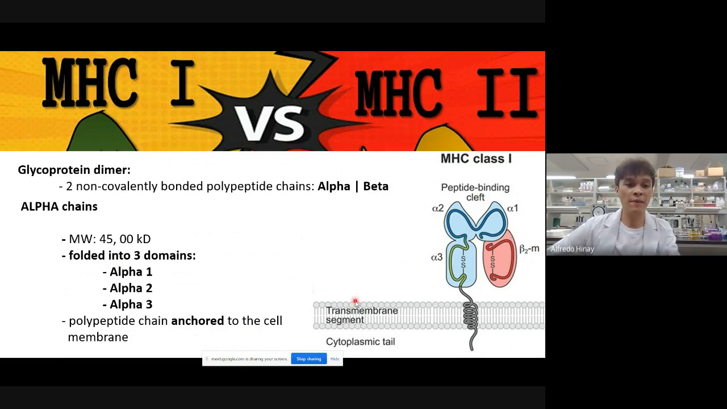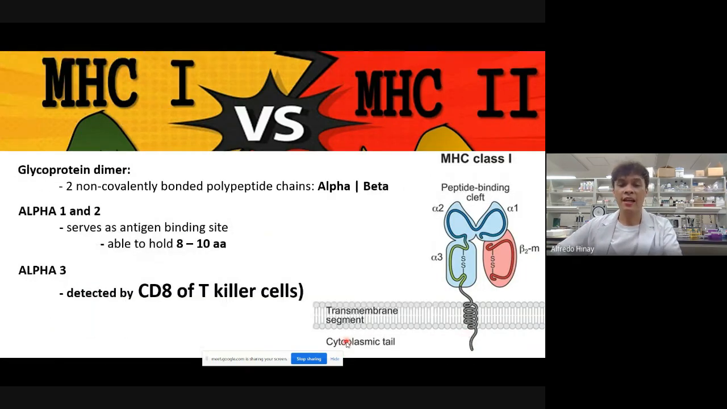Okay, so the polypeptide chain is anchored to the cell membrane. So take note of this one, class: your alpha chain, alpha 1, 2, and 3, are anchored to the cell membrane here. Your beta-2 microglobulin is floating. Later I will explain the main function of your beta-2 microglobulin. Of course, the main function of your alpha chains is that your alpha 1 and alpha 2 form the peptide binding cleft. The main function of your alpha 3 will serve as the anchor.